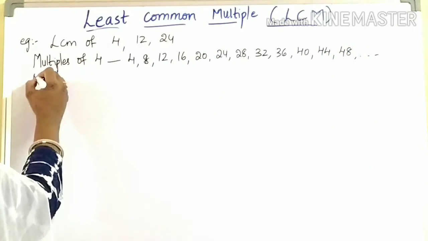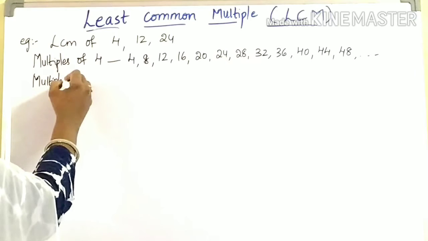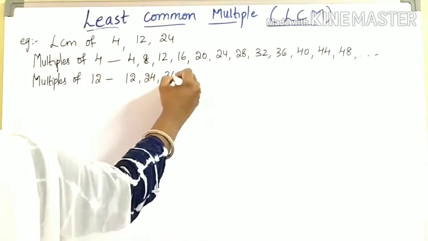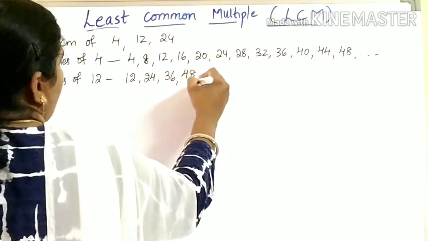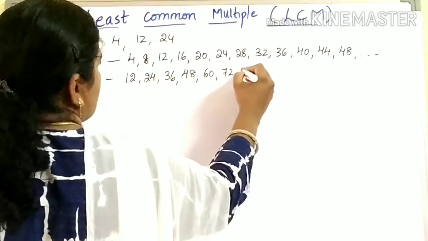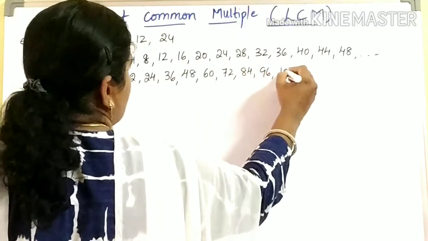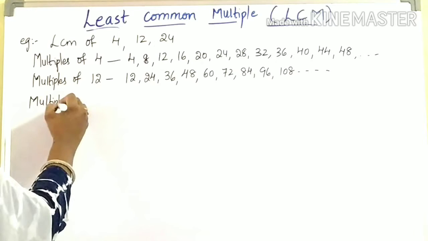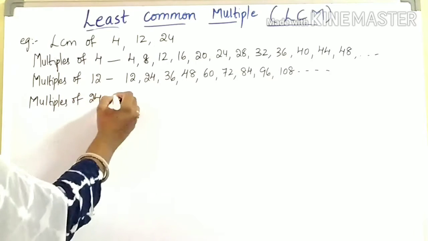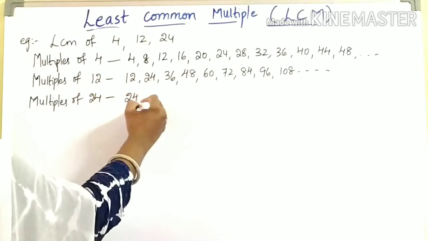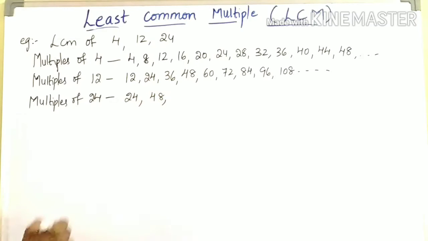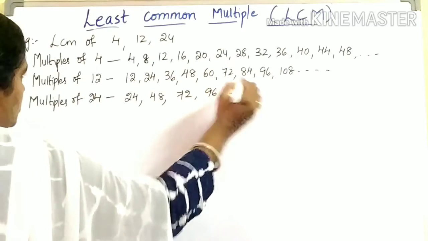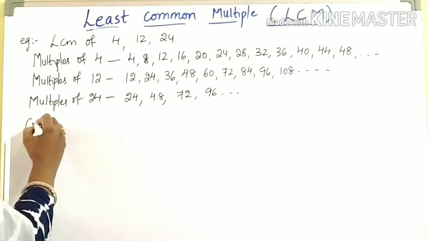Next, multiples of 12. 12 1s are 12, 12 2s are 24, 12 3s are 36, 12 4s are 48, 12 5s are 60, 12 6s are 72, 12 7s are 84, 12 8s are 96, 12 9s are 108, so on you are going to get. Next, multiples of 24. 24 plus 24 is 48, 48 plus 24 is 72, 72 plus 24 is 96, so on you are going to get.